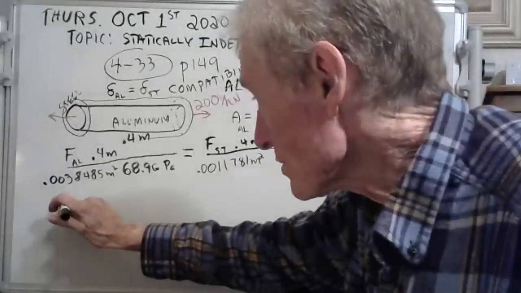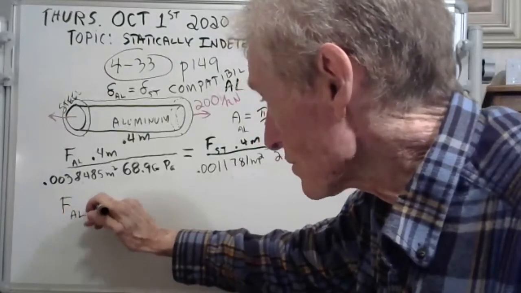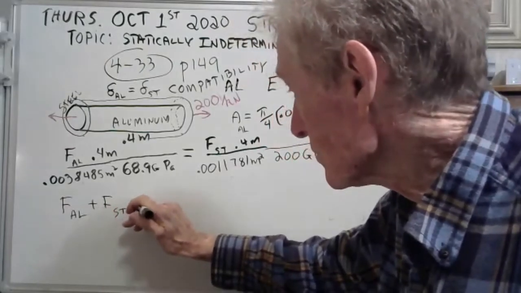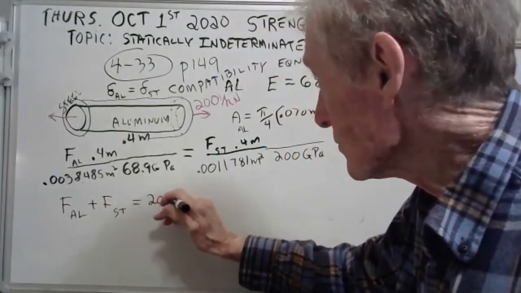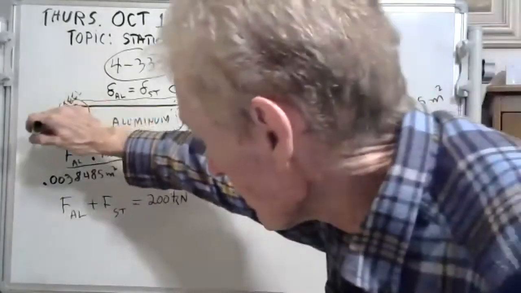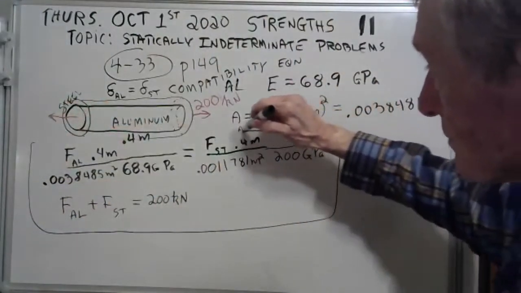Remember, we had this equation here now. Force of the aluminum plus the force of the steel is equal to 200 kilonewtons. You know what? We have two equations and two unknowns. Here, I'll box them up for you.